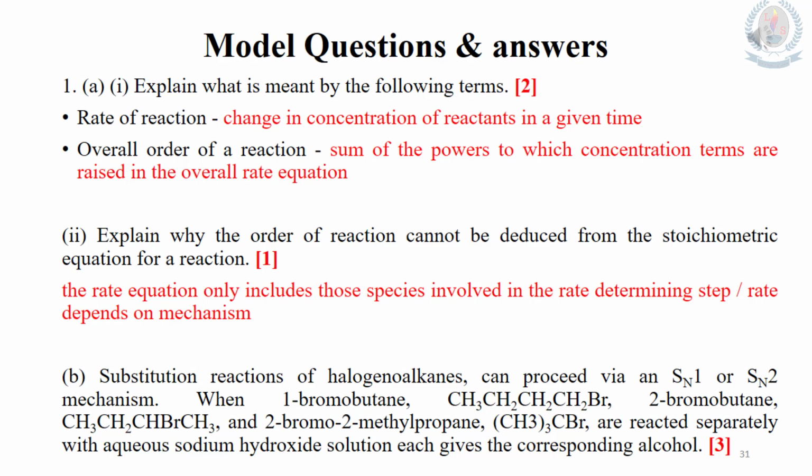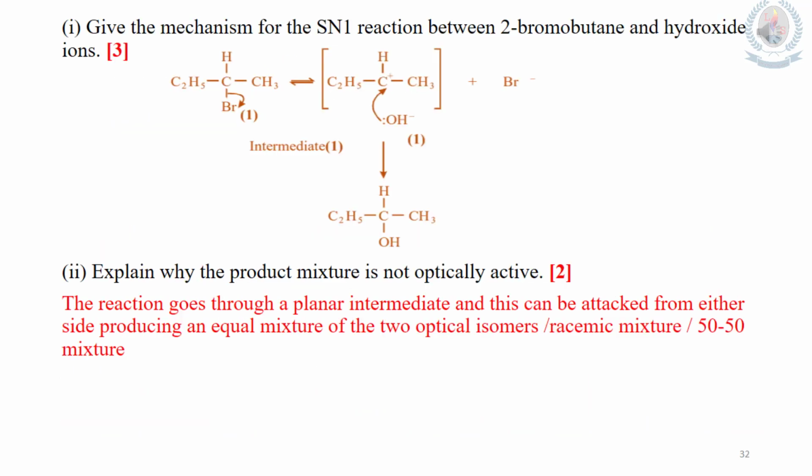Next question. Substitution reactions of halogenoalkanes can proceed via SN1 or SN2 mechanisms. 1-bromobutane, 2-bromobutane and 2-bromo-2-methylpropane are reacted separately with aqueous sodium hydroxide solution. 1-bromobutane is a primary halogenoalkane, 2-bromobutane is a secondary halogenoalkane, and 2-bromo-2-methylpropane is a tertiary halogenoalkane. Each gives the corresponding alcohol.